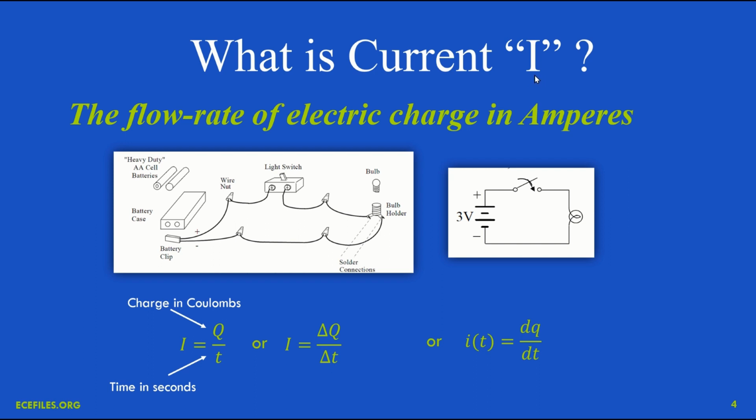So back to the main question, what is the current? It's given the symbol I, but what is it? Well, it's the amount of charge that flows from one terminal of the battery to the other in a given amount of time t.